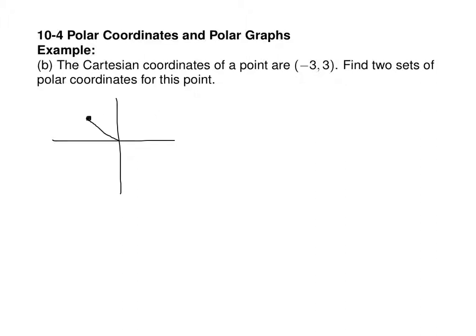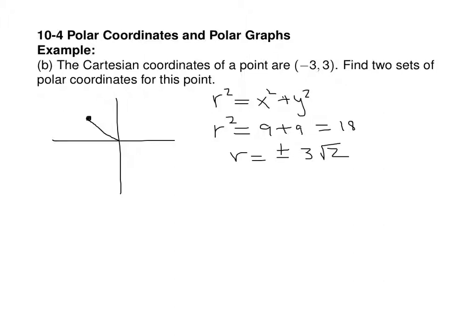So first let's figure out what the r is. So r squared is x squared plus y squared. So in this case r squared is 9 plus 9, which is 18. So r is equal to, well, technically plus or minus 3 root 2.